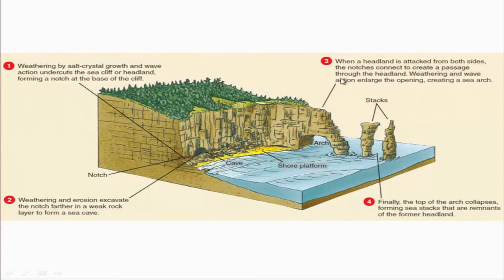And third, what we see is the headlands. Headlands are attacked from both sides. The notches connect and create a passage, and these passages are what we call sea arches, and stacks are the leftovers. Finally the top of the arch collapses. If this portion collapses, what you see is the formation of a leftover pillar-like, column-like structure, and these are termed sea stacks.